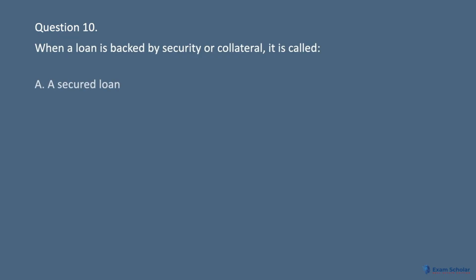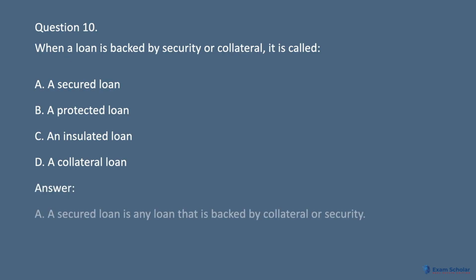Question 10. When a loan is backed by security or collateral, it is called A. A secured loan. B. A protected loan. C. An insulated loan. D. A collateral loan. Answer. A. A secured loan is any loan that is backed by collateral or security.